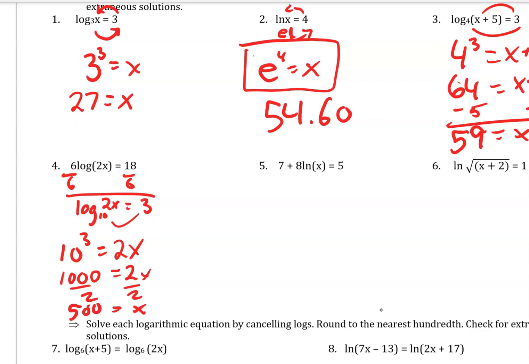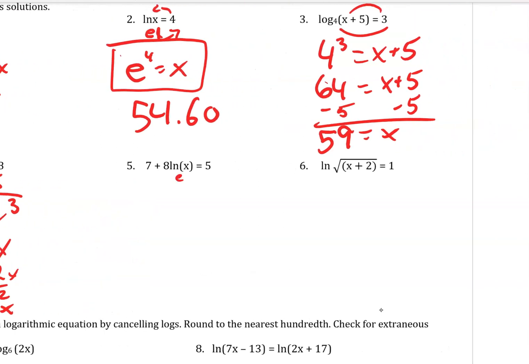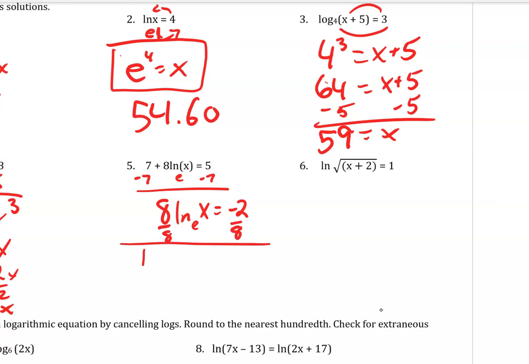The next one, 7 plus 8 ln x equals 5. ln again is base e. So we'll subtract 7 from each side. 8 ln of x equals negative 2. We're going to divide each side by 8 to isolate our logarithm. So we get ln, base e, of x equals negative 1/4. So we're going to use our loop. So e to the negative 1/4 equals x.